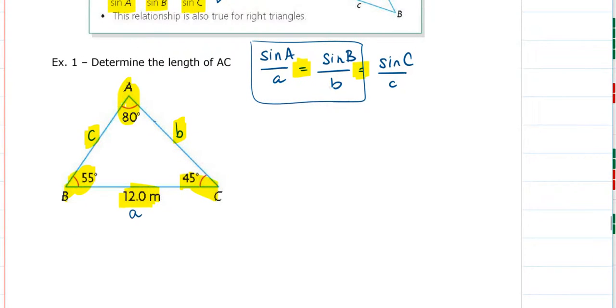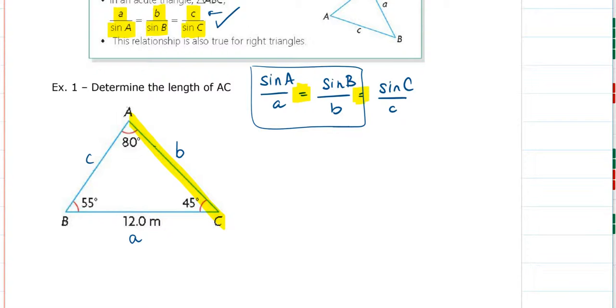So now if I'm looking for the length of AC, let's just erase these highlights for a moment. A to C would be this length here, and that we said was the length lowercase b. So I'm going to find lowercase b. If I'm looking for lowercase b, I'm going to use the ratio that contains lowercase b. So b over sine B. I have angle B, and I'm looking for lowercase b, the side length.